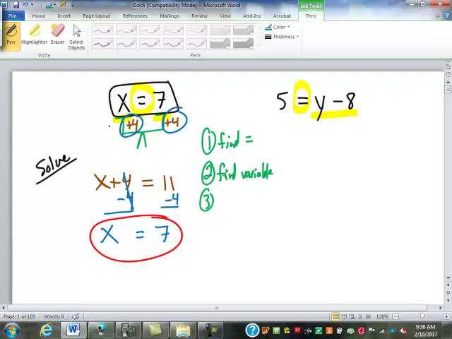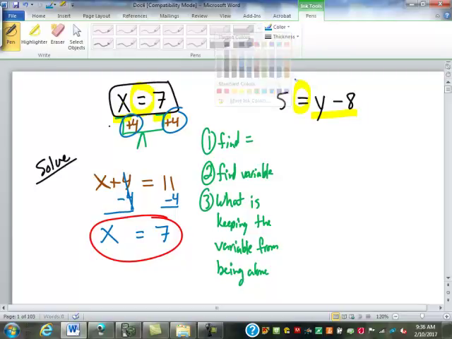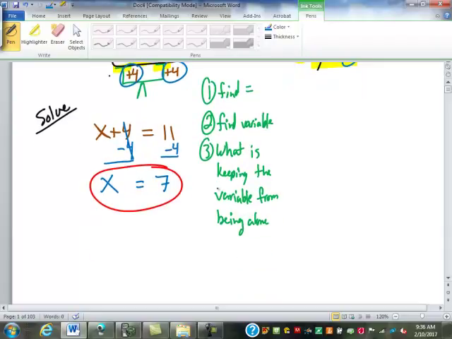Step 3, we're going to ask ourselves, what is keeping the variable from being alone, or from being by itself on that side of the equation? And in this case, it's the 8. Now, part of that question 3 is what operation was used to attach it.